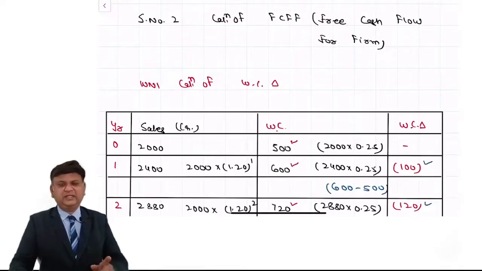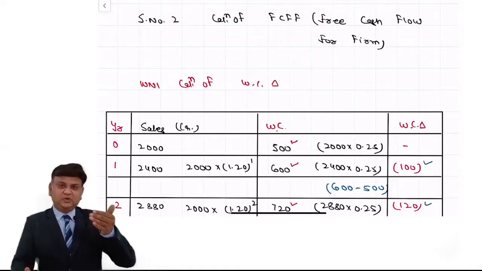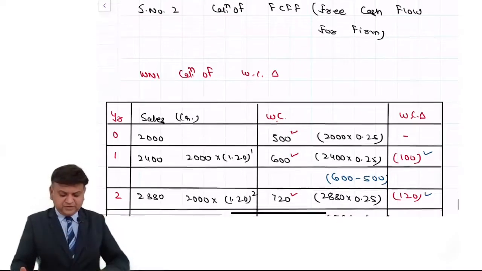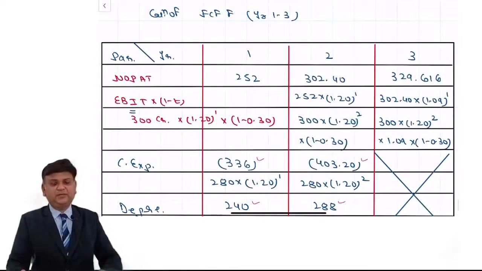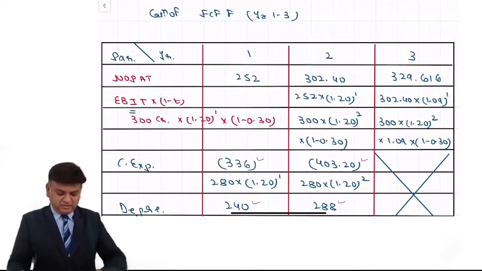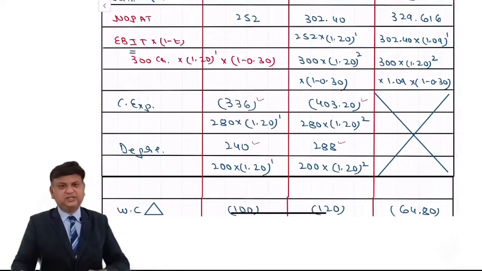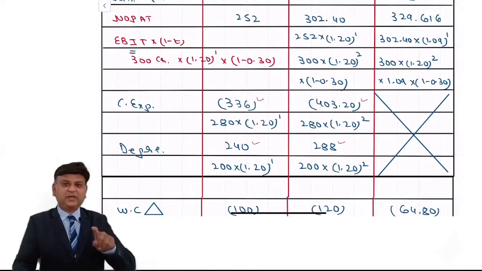Free cash flow for the firm, in that there is a small working out of the working capital change. This time it has been given that the working capital is connected with the sales. Sales is growing, along with that the working capital. So difference of the working capital investment is the working capital change for the first year, for second year, and for third year. Free cash flow for the firm is calculated from end of year 1 to end of year 3. First year, second year, third year. For the first year, it is like the 300 crore growing at the rate of 20% and making it post 6. Then it is growing at 20% and then it is growing at the rate of 9%.